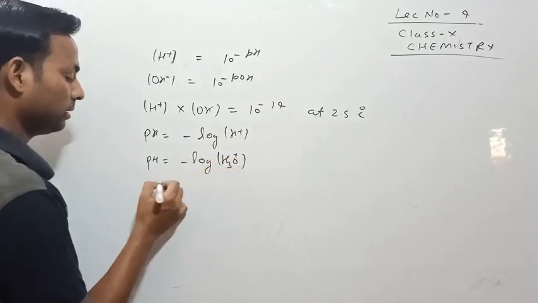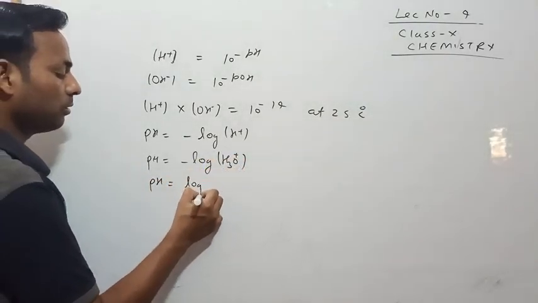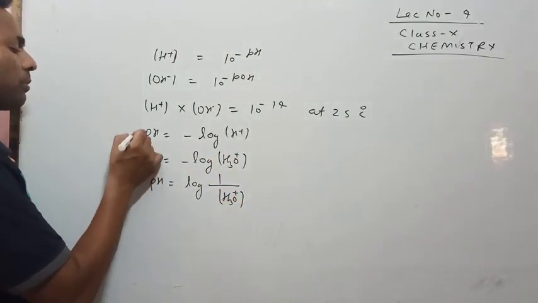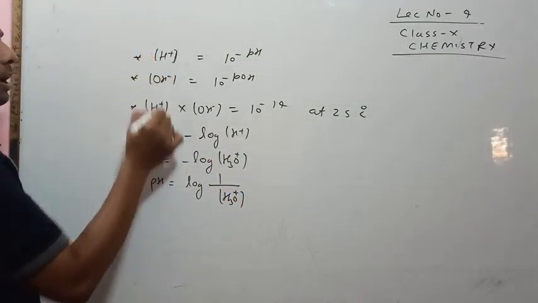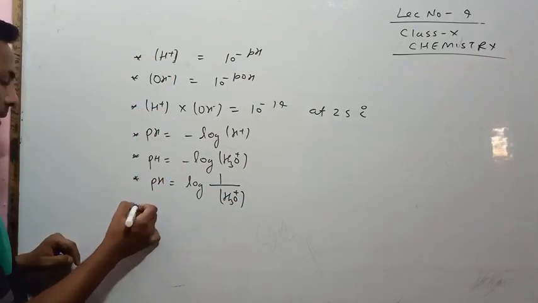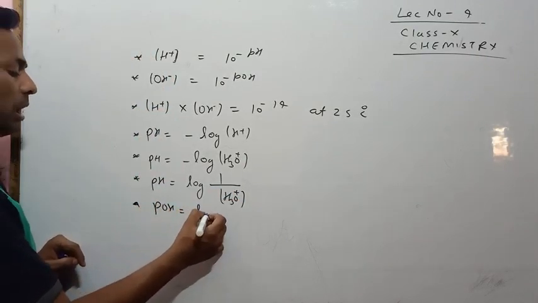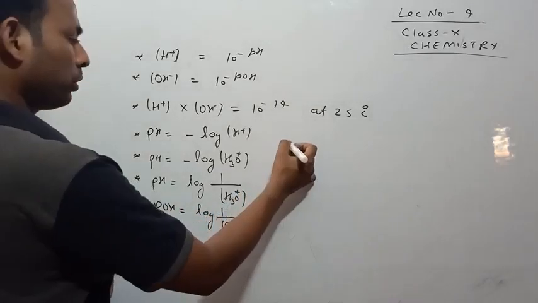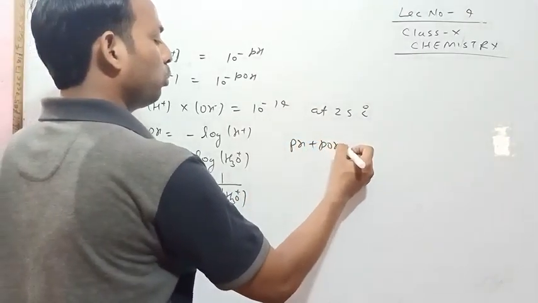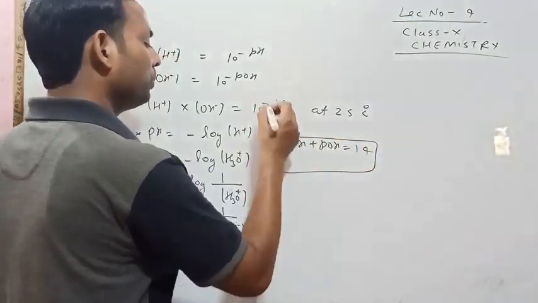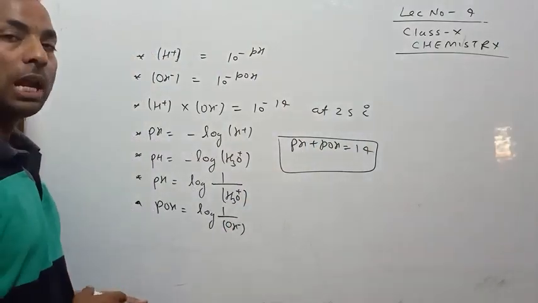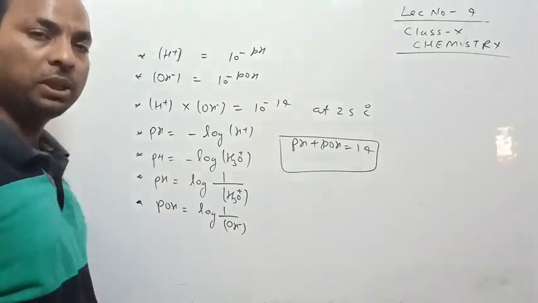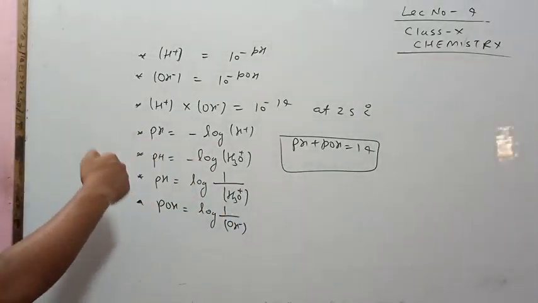H3O plus concentration, or pH equals log 1 upon H3O plus concentration. So these all formulas are very important for calculating pH. Similarly, pOH equals log 1 upon OH ion. And now one more thing, pH plus pOH equals 14. So these are the most important formulas for calculating the pH or pOH or concentration of H plus and anything we can easily calculate. So please take a screenshot.